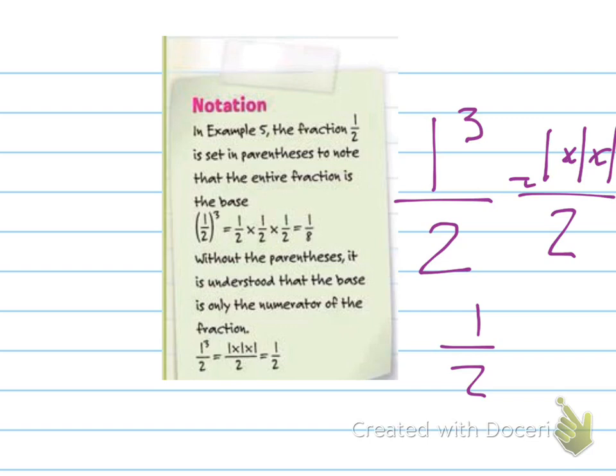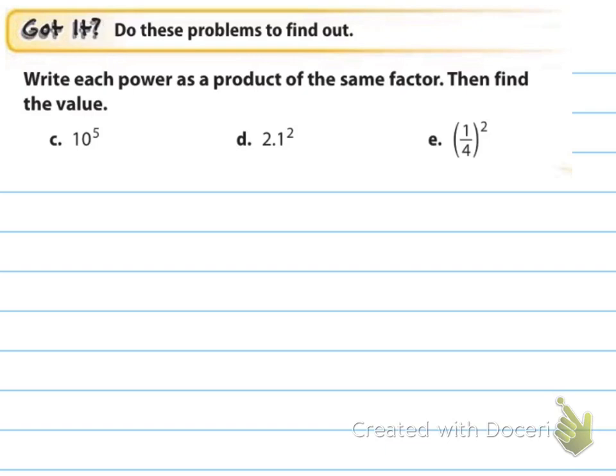When we put the parentheses in there, now we're talking about everything top and bottom being multiplied 3 times, okay? Again, not times 3, but 3 times. I know it sounds weird, but it's different. All right, now I'm going to have you do the got-its on your own again. Make sure you pause the video, and when you come back, we're going to go over the answers.